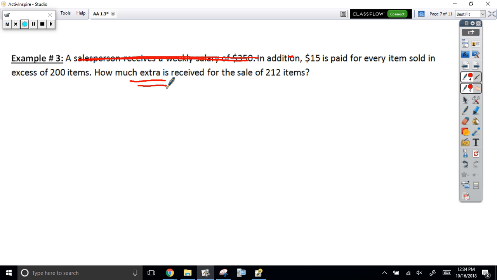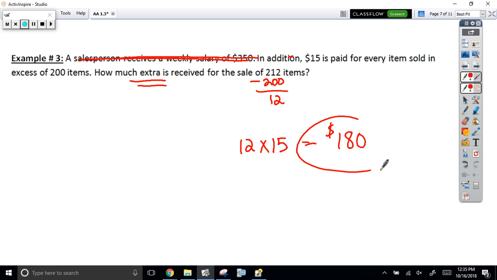So how much extra would be received? Jen? Yes. So she subtracted 212 minus 200 to get that we have 12 items that are over our limit of 200, and then we just need to multiply that by 15. We'll get $180 extra. Now, if they were to ask what's her total salary for the week, you could then add the 350 on, because that's just extra on top of her weekly salary. But they didn't ask us that. They just said how much extra. Just reading carefully.